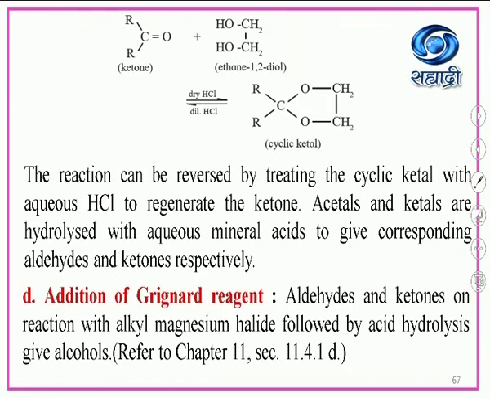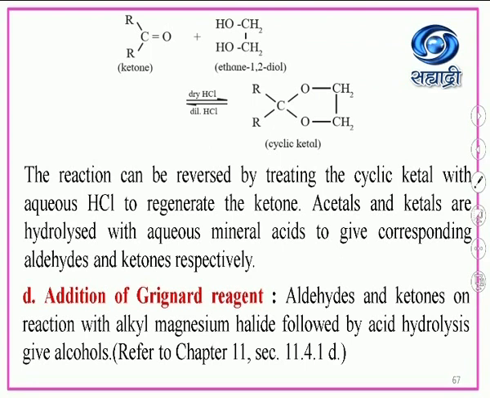ketals. So this is the ketone, R C double bond O R, plus if you treat it with CH2OH CH2OH, that is ethylene glycol, IUPAC name ethane 1,2 diol. When it is treated with dry HCl, meaning free from water molecules, you will get R, R, the carbon attached to oxygen, CH2, oxygen and this carbon. Okay, a cyclic ketal is obtained.